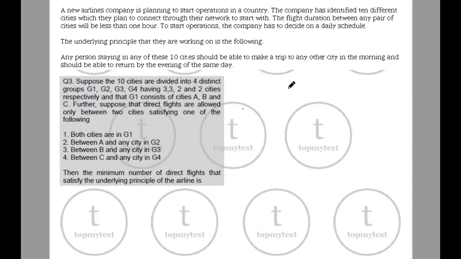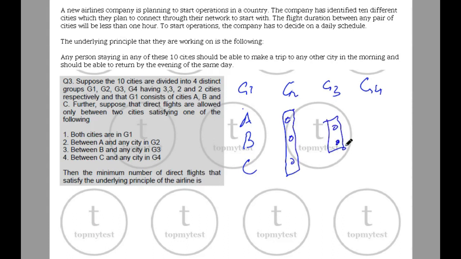Okay, suppose the 10 cities are to be divided into 4 distinct groups: G1, G2, G3, G4, with 3, 3, 2 and 2 cities respectively. G1 consists of cities A, B, C. So you have G1 with A, B and C, and you have G2, G3 and G4. You have 3 cities in G2, 2 cities in G3 and 2 cities in G4.